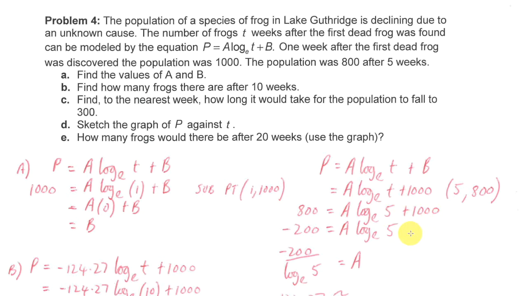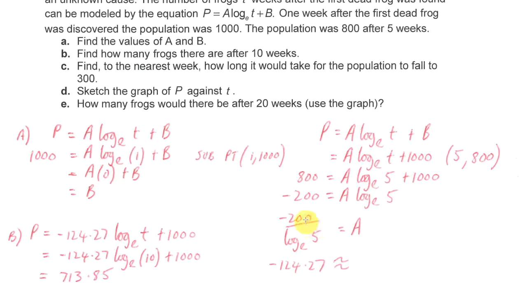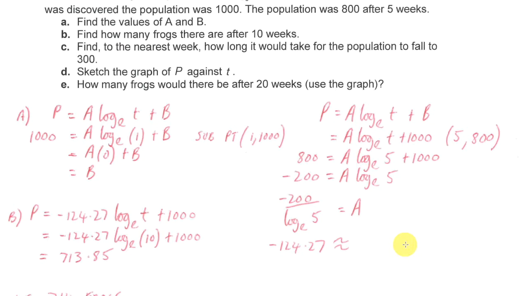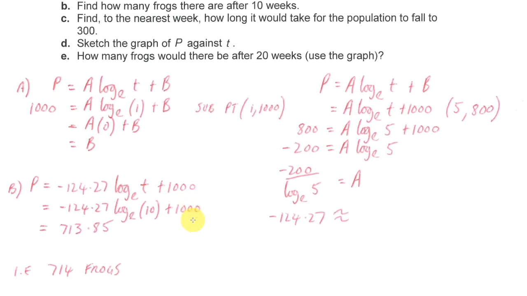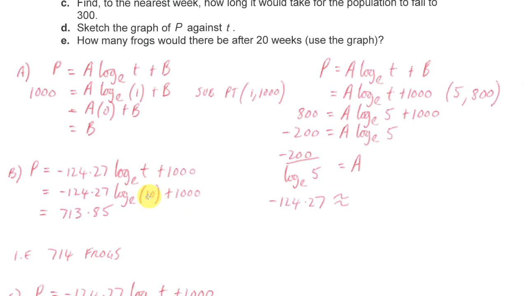We take 200 from both sides. We now divide both sides by log E of 5, and I get A. So A is approximately equal to this figure here. So I've now found the two variables that I need, and of course you'd need to do that on your CAS to get that figure. B, find how many frogs there are after 10 weeks. So now I can write my population function where A is that figure and B is this. Let's substitute T equaling 10 and I'll get, to the nearest frog, 714 frogs. So that's just using my CAS.